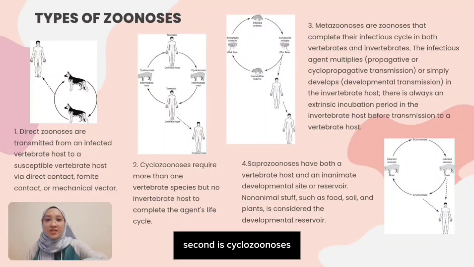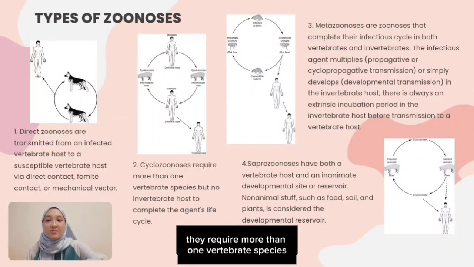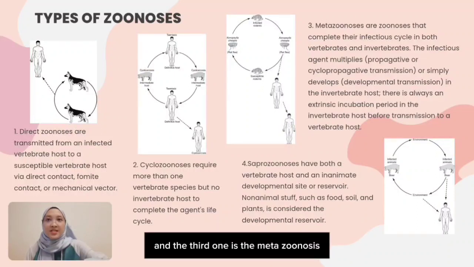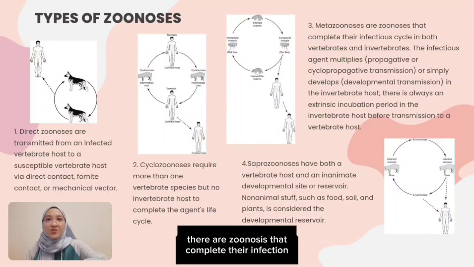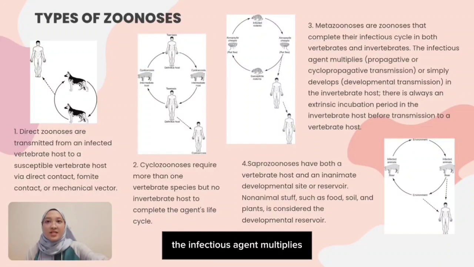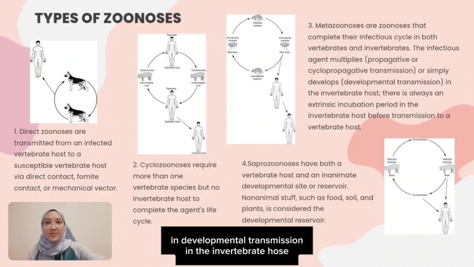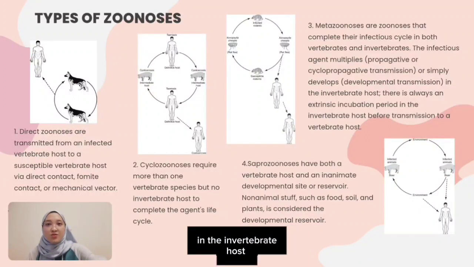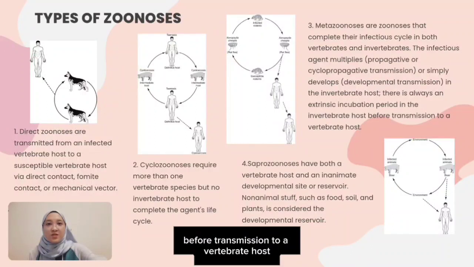Second is cyclozoonoses. They require more than one vertebrate species but no invertebrate host to complete the agent's life cycle. And the third one is the metazoonoses. They are zoonoses that complete their infectious cycle in both vertebrates and invertebrates. The infectious agent multiplies based on propagative or cyclopropagative transmission, or simply develops in developmental transmission in the invertebrate host, and there is always an extrinsic incubation period in the invertebrate host before transmission to a vertebrate host.